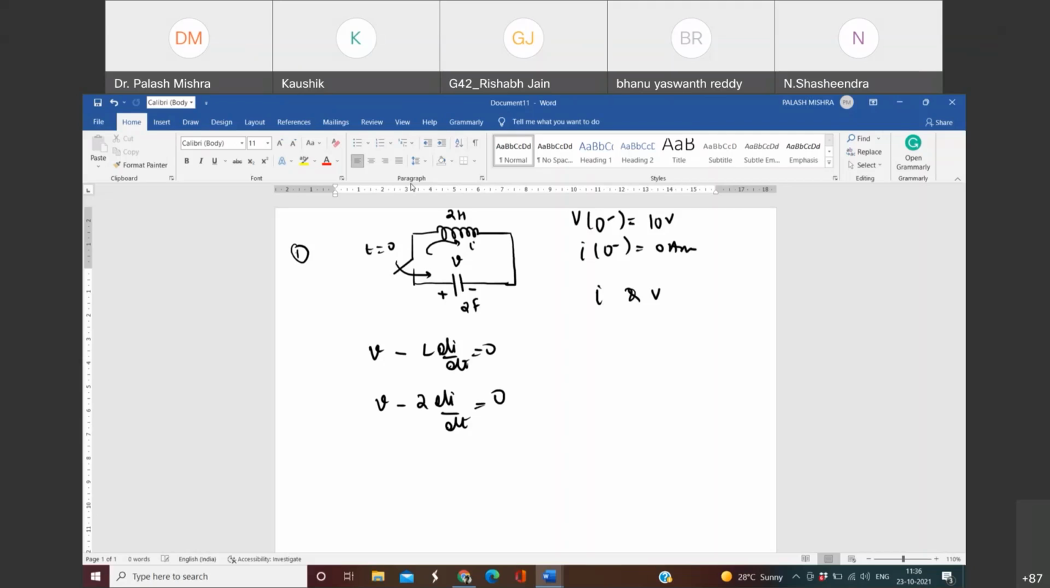Yes or no? Yes, sir. Yeah. Now tell me, what is the value of I? Is it C dV by dt or minus C dV by dt? As per the convention I have told you. Tell me. C dV by dt. Please remember the convention.